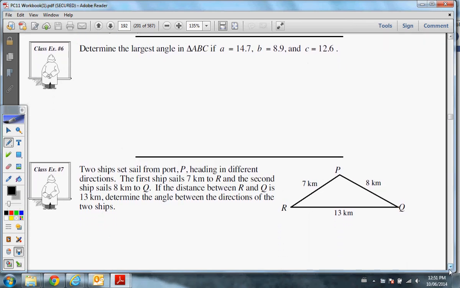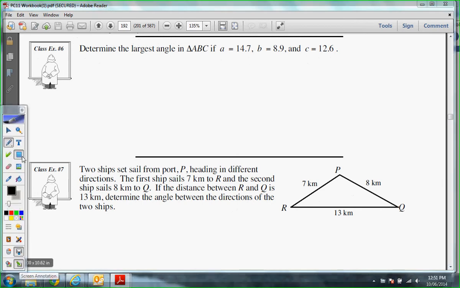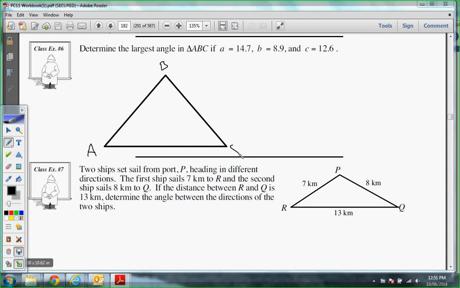So see, it says determine the largest angle of triangle ABC. Let's get a triangle. So we got a triangle, and we'll go A's here, B's here, C's here. It says side A is 14.7. Side B, and this is obviously on scale, is 8.9. Side C is 12.6.